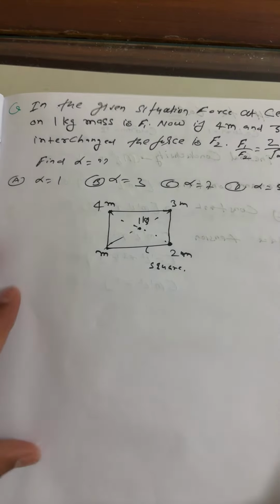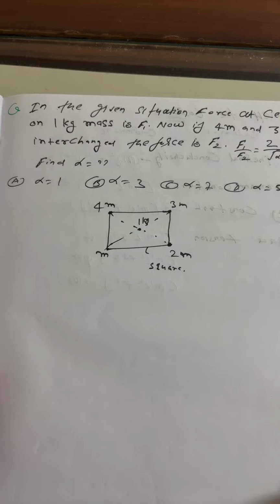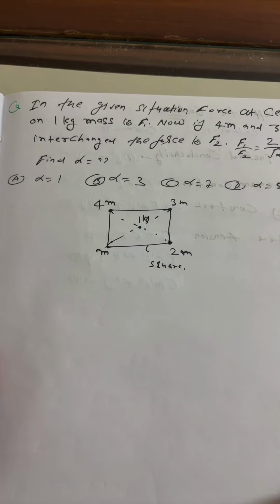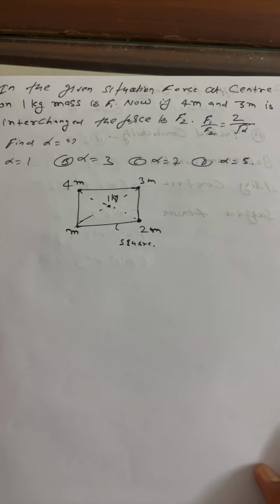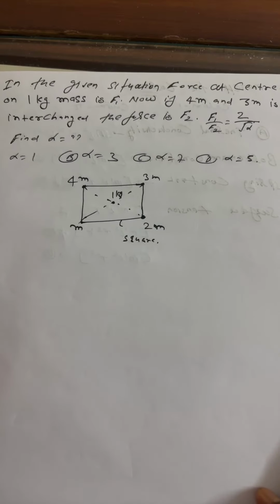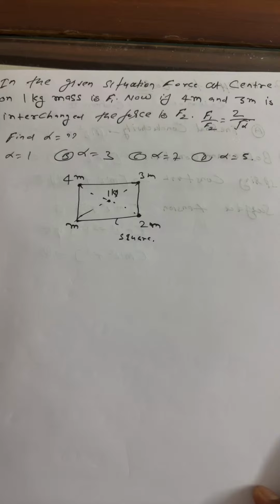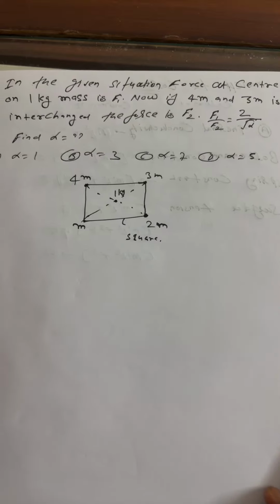What's the question, students? Don't be a swarm, you can leave. Please, you can leave. In the given situation, the force at the center on a 1 kilogram mass is F1. Now if 4m and 3m are interchanged, then the force is F2. Students, F1 by F2 is what? I can say 2 upon alpha. Find alpha.